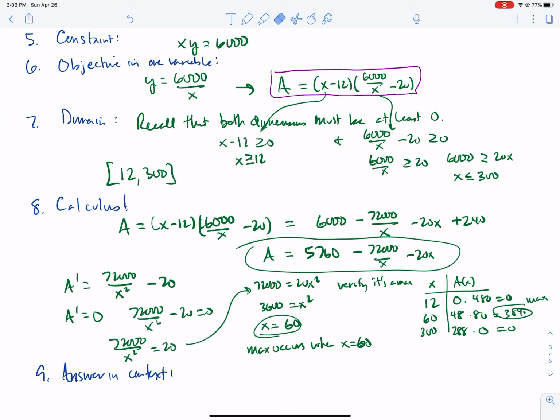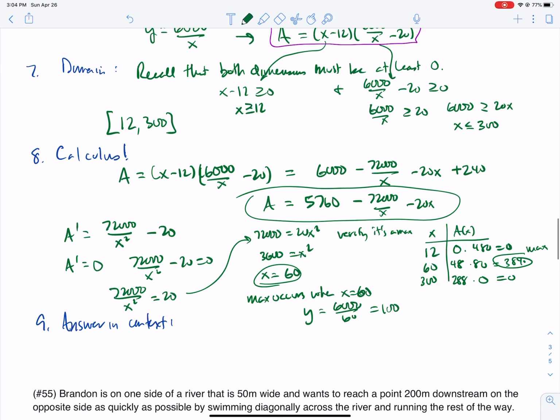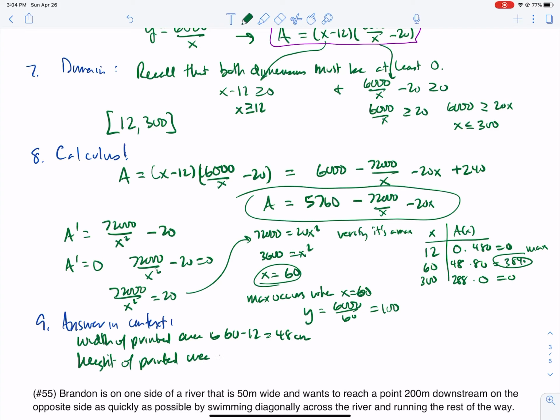And if x is equal to 60, that means that y is 6,000 over 60, or 100. So the dimensions of the poster that optimize the amount of printed area are 60 centimeters by 100 centimeters, but we need the dimensions of the printed area. So remember that the printed area is x minus 12 by y minus 20. So the width of the printed area is 60 minus 12, or 48 centimeters, and the height of the printed area is 100 minus 20, or 80 centimeters.